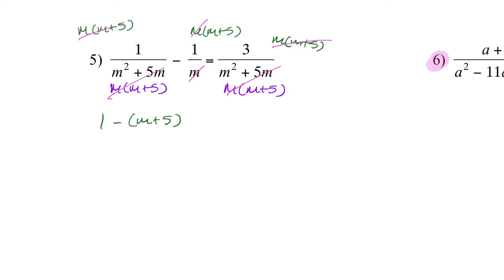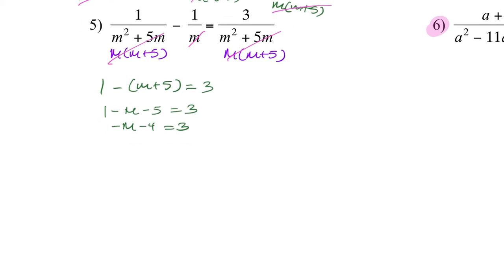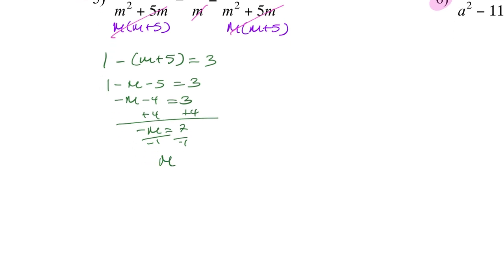Again, look at the parentheses because that minus is going to affect everything that I multiply. Equals 3. And 1 minus m minus 5 equals 3. So negative m minus 4 equals 3. Plus 4 on both sides. So I got negative m equals to 7. And then I'm going to divide by negative 1. So m equals to negative 7.